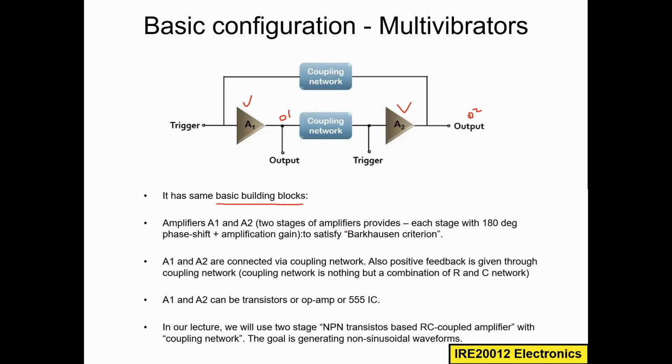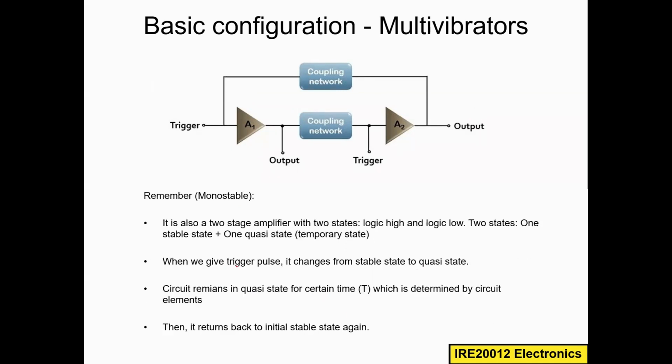Amplifiers A1 and A2 provide a 180 degree phase shift, and they also provide amplification gain. The coupling network is nothing but a combination of R and C network. We are using just resistors and capacitors to connect these two amplifiers, or maybe two transistors in our example. A1 and A2 can be either transistors, operational amplifiers, or a 555 IC. Remember, the monostable is also a two-stage amplifier.